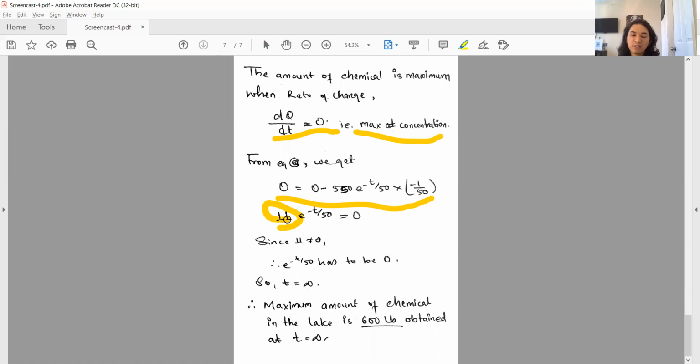We know that 11 cannot be 0, so e to the power negative t over 50 has to be 0, and this value can only be 0 when t is infinite. So the maximum amount of chemical in the lake is 600 pounds at t equals infinity.